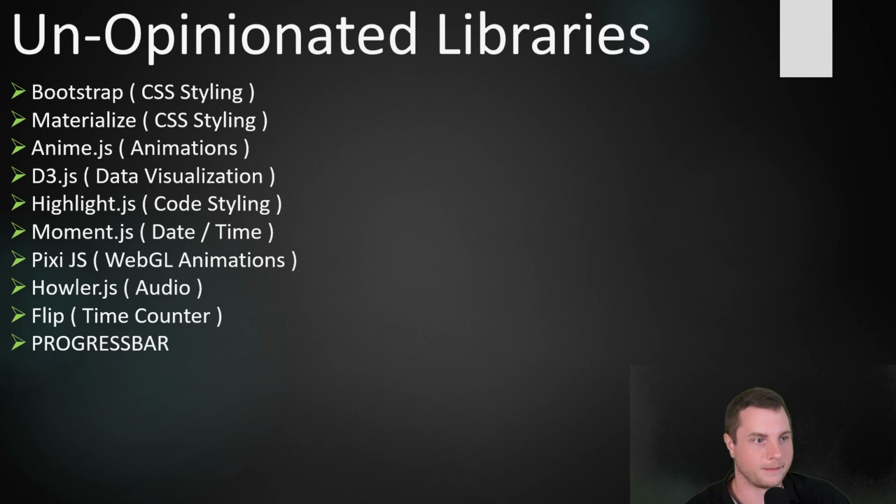Okay, unopinionated frameworks and libraries. So Bootstrap, talked about it a bunch. Materialize, very similar to Bootstrap. Anime.js, that is just a library that does animations for you. D3, graphical data. Highlight.js, code styling. Moment, you kind of get the point. I'm just reading off the slides at the moment.